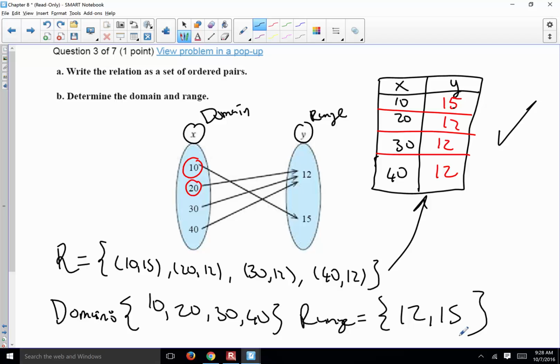So relations are couplers. They make couples. They take somebody from the left, somebody else from the right. They make a couple between them. That's it. That's a relation. Are we good? All right.